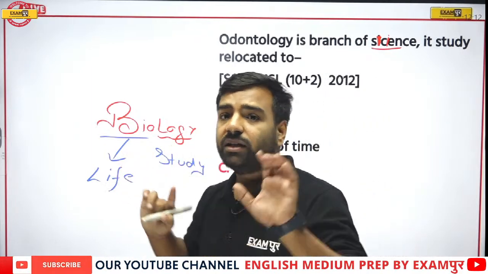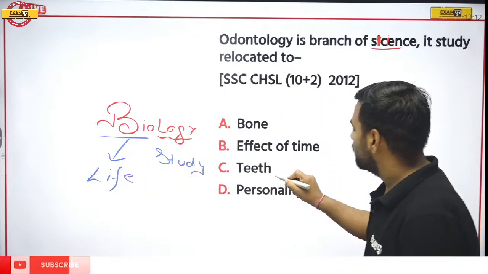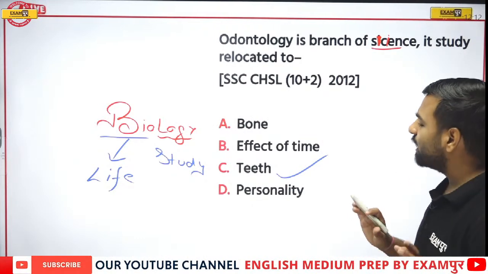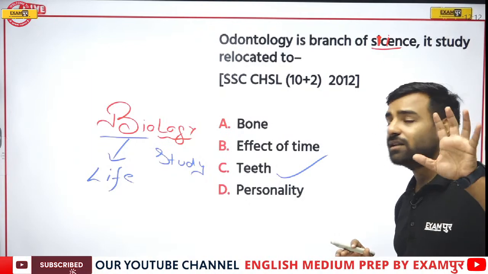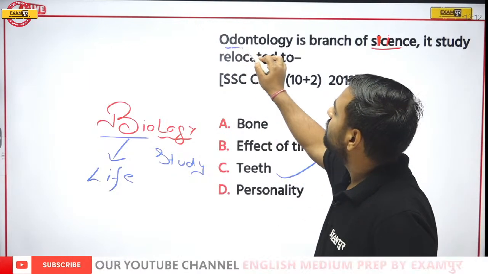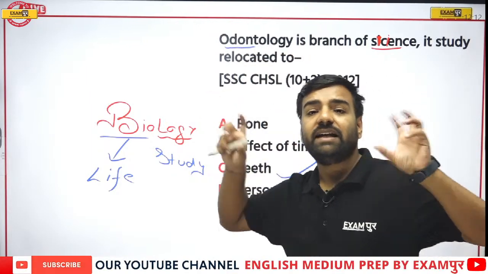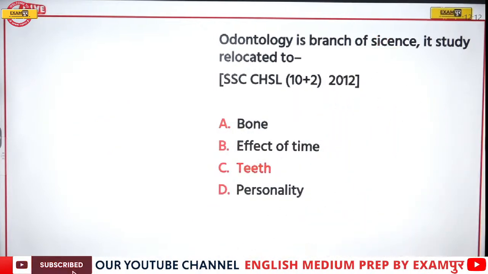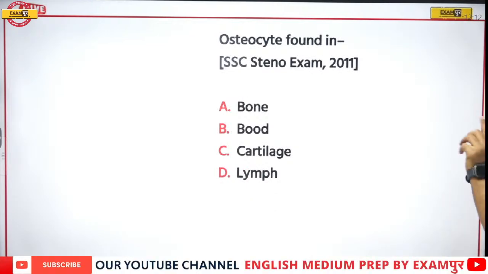Everyone getting my point? Do not get confused. Here teeth is going to be the correct answer. And remember, when we are talking about these things, we must have clarity about what these terms mean, so that we can directly click on the answer. So option C was correct. That is your teeth. Next, osteocytes are found where?